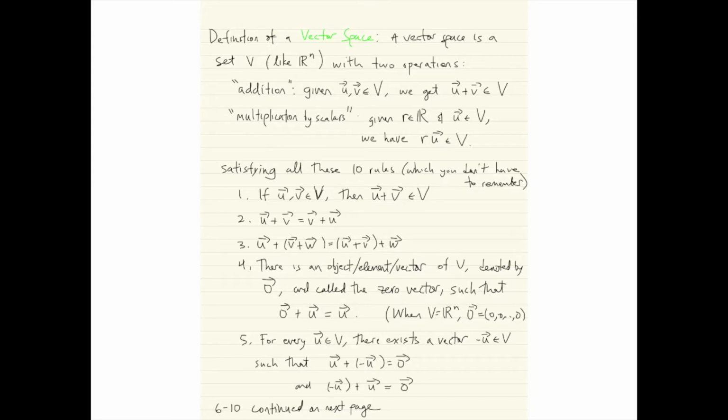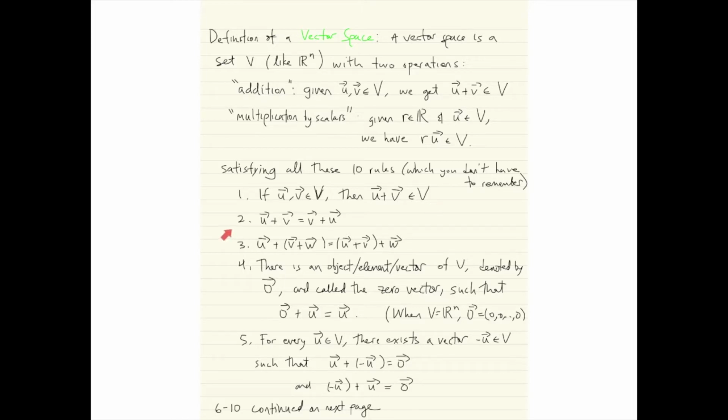And these two operations, addition and multiplication by scalars, satisfy a whole bunch of rules, about 10 rules, which you don't have to remember because they're very familiar from the behavior of addition and scalar multiplication in Rn. Namely, here are 5 of them. If you have two vectors u and v, and you add them, that result is some vector in V. That's part of even the definition of addition, so number 1 is a bit redundant.